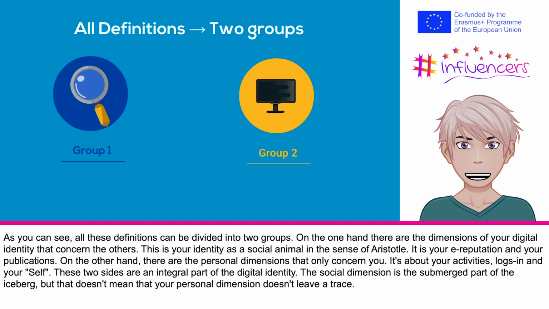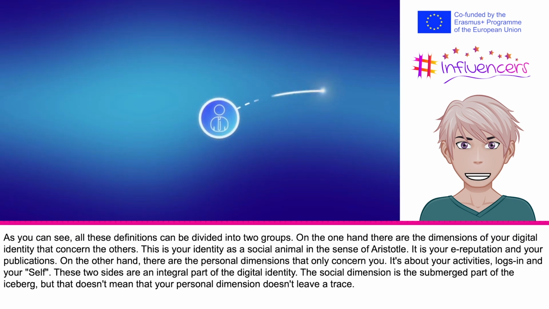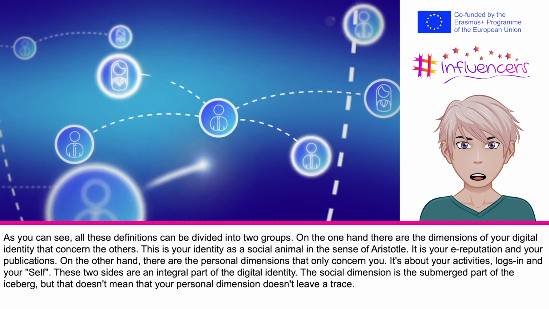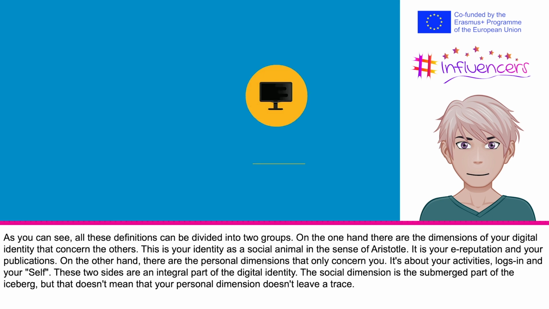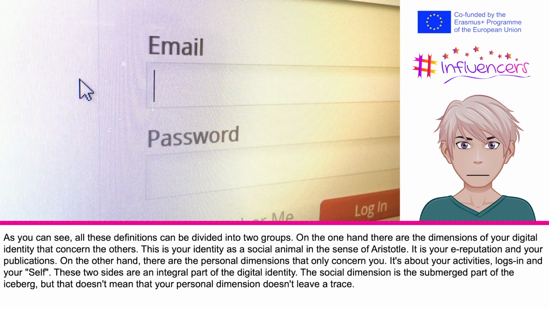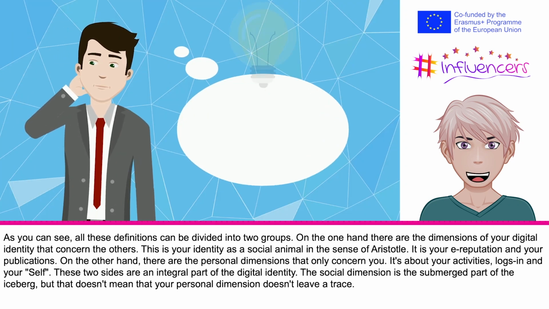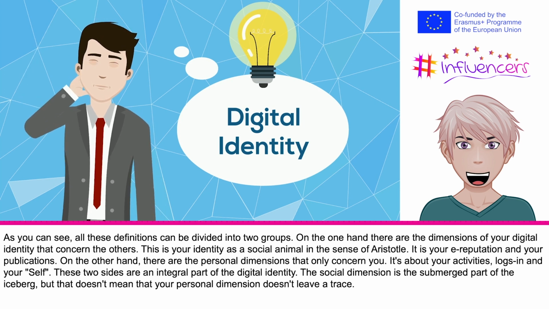As you can see, all these definitions can be divided into 2 groups. On the one hand, there are the dimensions of your digital identity that concern the others. This is your identity as a social animal in the sense of Aristotle. It is your reputation and your publications. On the other hand, there are the personal dimensions that only concern you. It's about your activities, logins, and yourself. These 2 sides are an integral part of our digital identity.